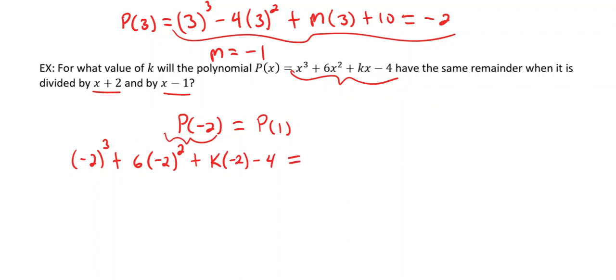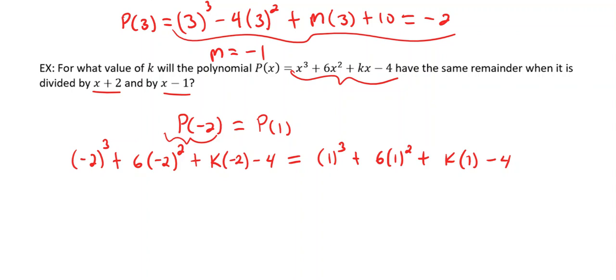So I'm just going to do the same thing but put 1's in. So this would be 1 to the power of 3 plus 6 times 1 squared plus, and then I don't know k, times 1, and then minus 4.